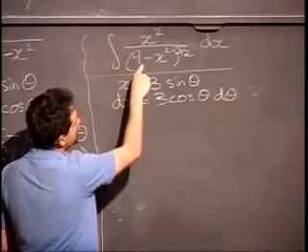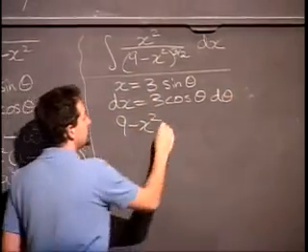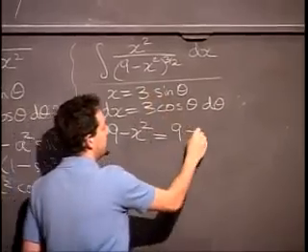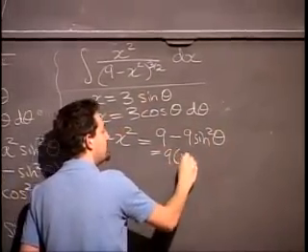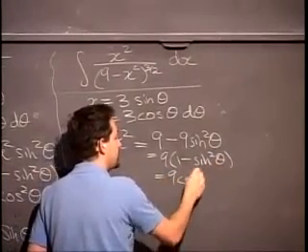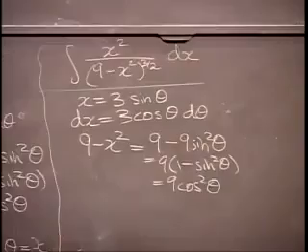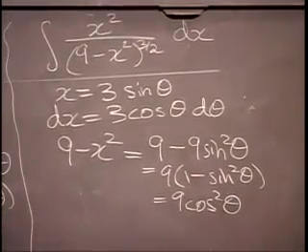And you're also going to need to know what 9 minus x squared is in order to do this. So 9 minus x squared, you just write it out. It's 9 minus 9 sine squared theta, which is 9 times 1 minus sine squared theta, which is 9 cosine squared theta. We're just going to need that. It's just going to pop out.